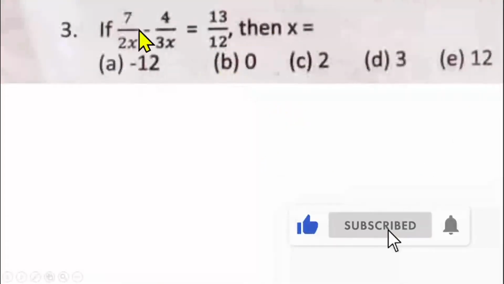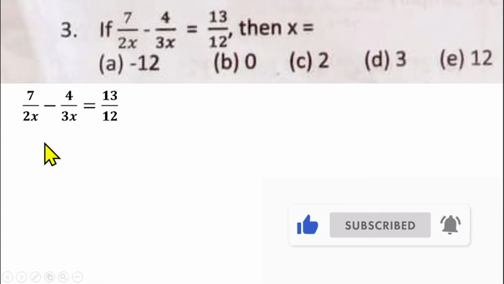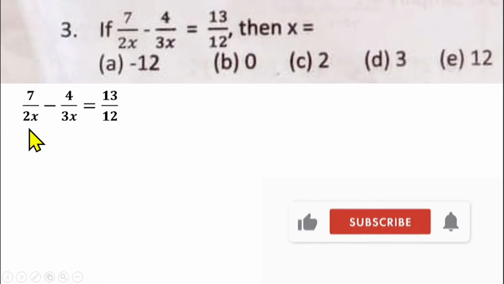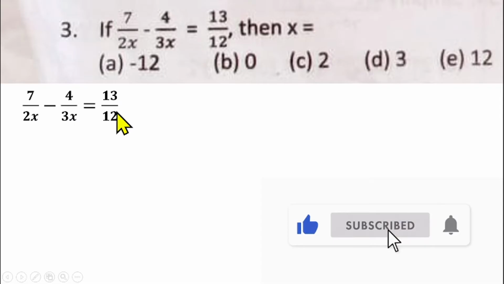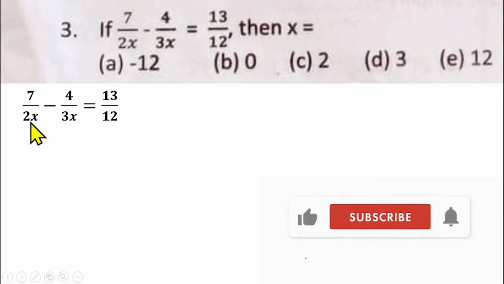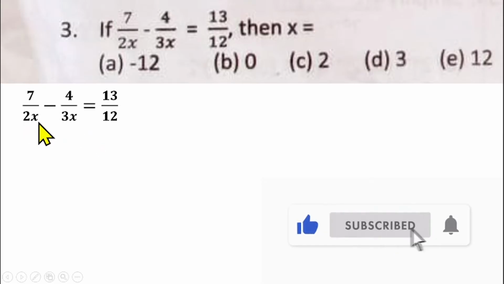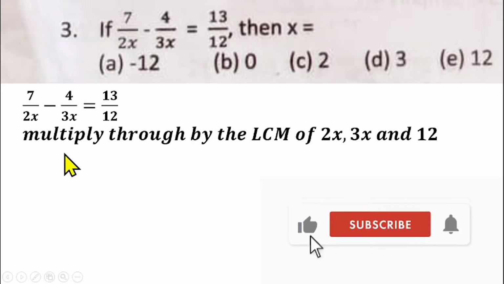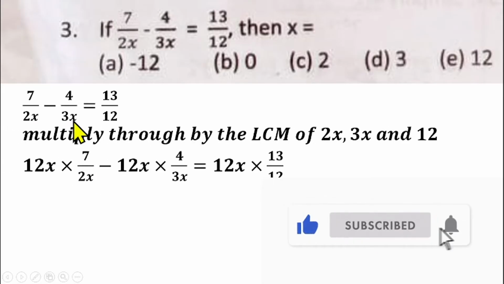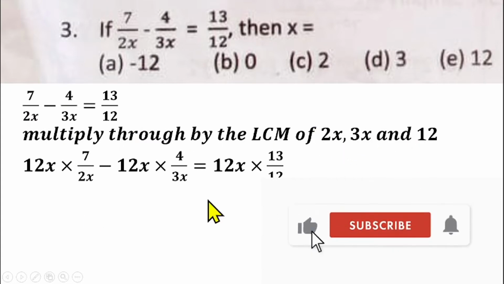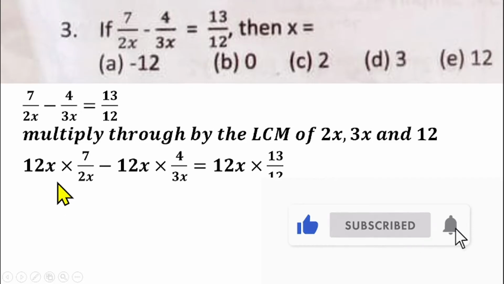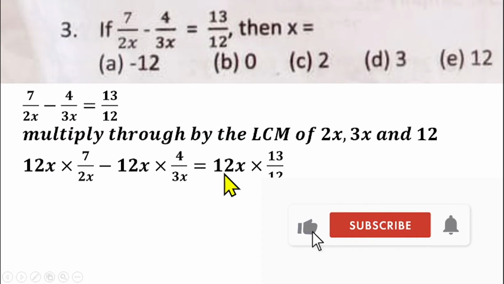Question number 3 is from algebraic fractions. We are having 7 over 2x minus 4 over 3x equals 13 over 12. We have to find x. So what can we do? We need to find the LCM of 2x, 3x, and 12, and that will be 12x. So we multiply through by the LCM. 12x will multiply each of the fractions.